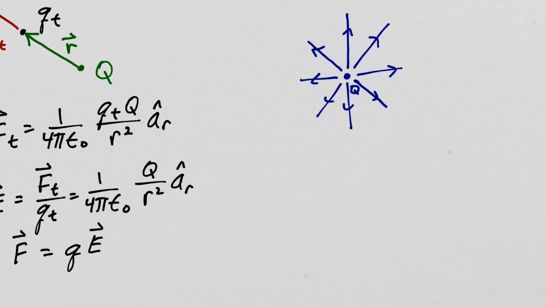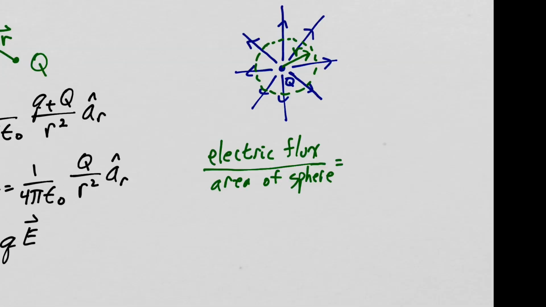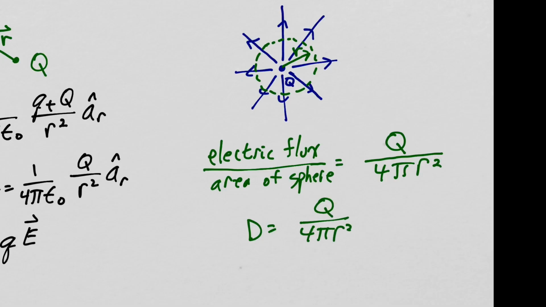So if we enclose this charge Q with a closed surface, let's use a sphere of radius r. Through that spherical surface, we'll have a total flux of Q flowing through it, and the surface area is 4 pi r squared. So we can define our electric flux density field on the surface of that sphere as Q over 4 pi r squared, and because of the spherical symmetry, we will turn it into a vector pointing in the radial direction.